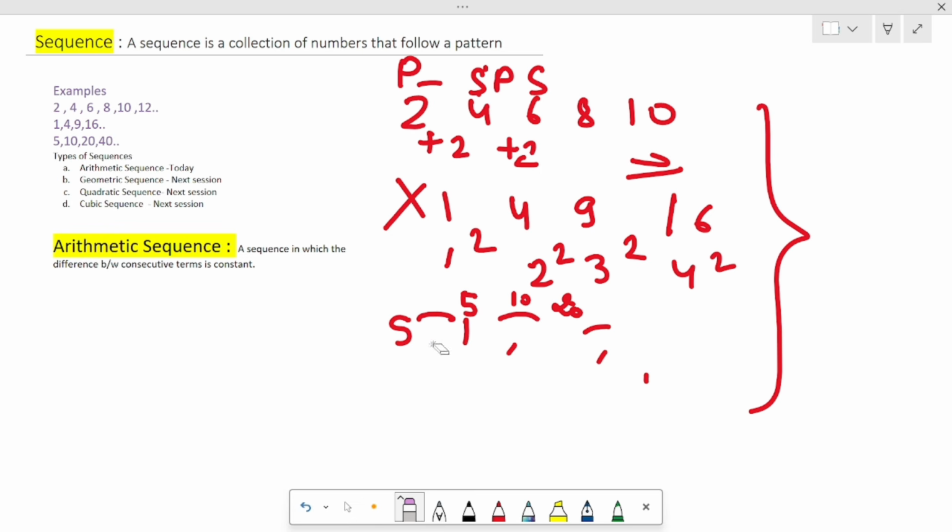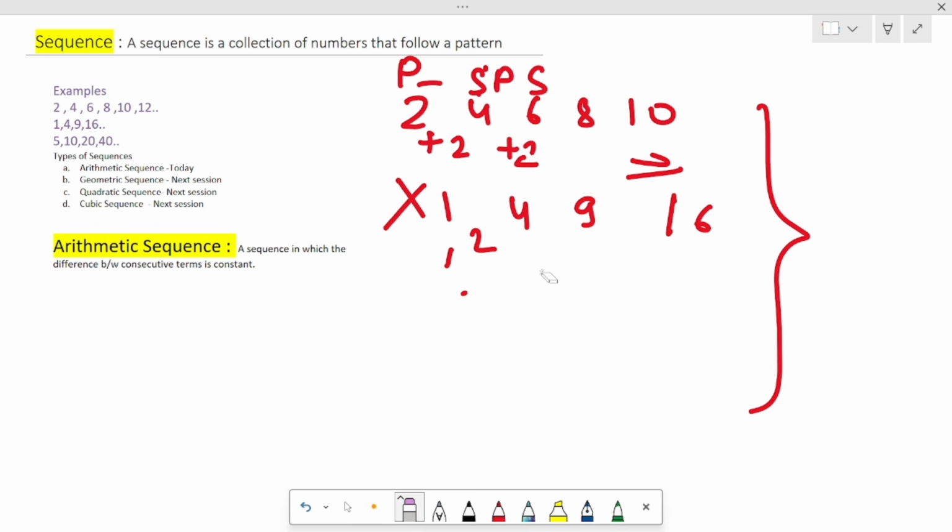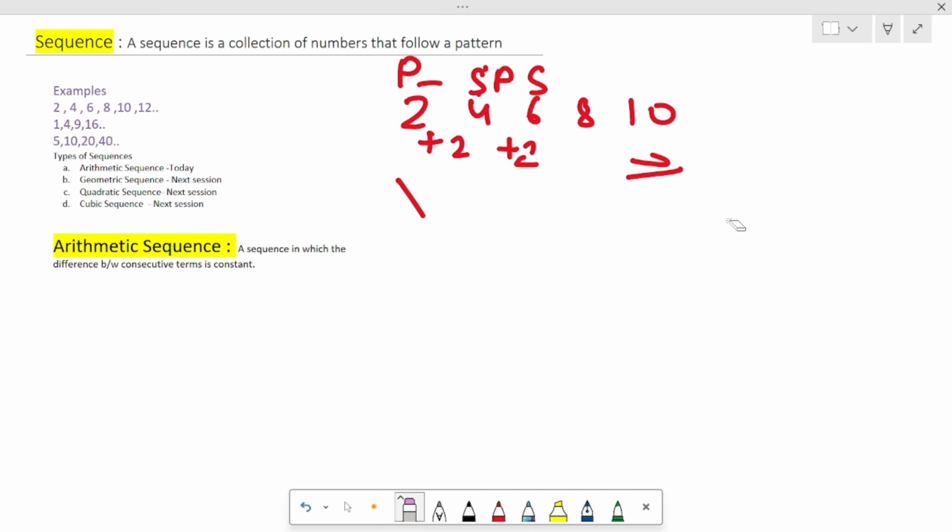Now, if there is an arithmetic sequence, what are the things we need to take care of, what kind of questions come in the exam, and what are the ways to solve those questions. Those we are going to discuss in this video.